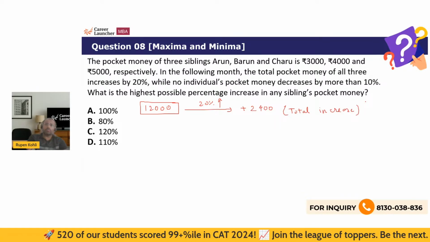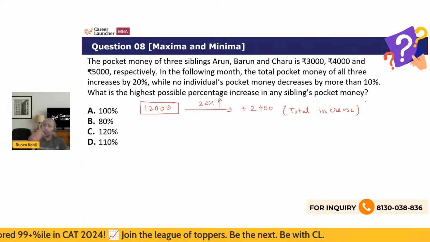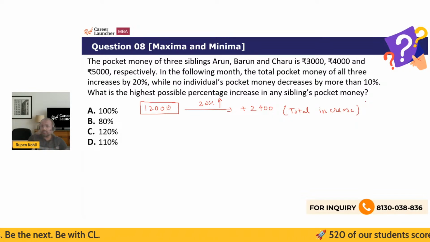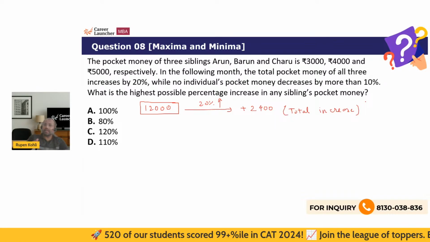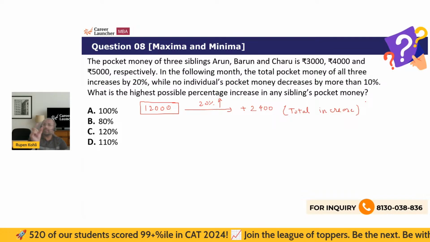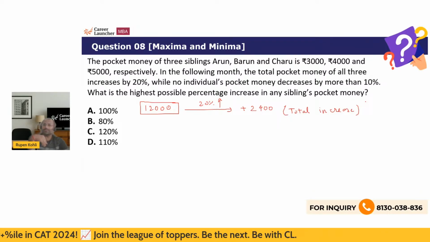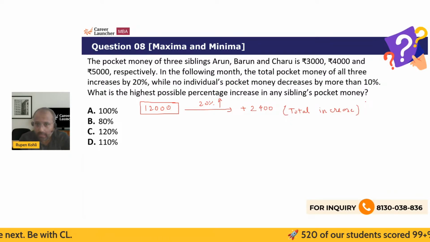Because for Arun, 1,000 is 33.33%. Whereas for Varun, it is only 25%, 1,000 by 4,000. Whereas for Charu, it is only 20%. So the higher the amount, the lower the percentage for the same value. So obviously, we should decide to give Arun the highest growth, because any rupee given to Arun always returns a higher percentage growth. The point is the denominator being the smallest, the percentage increase being the highest, right?